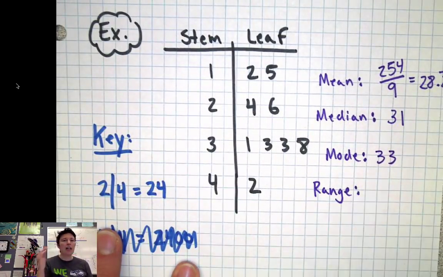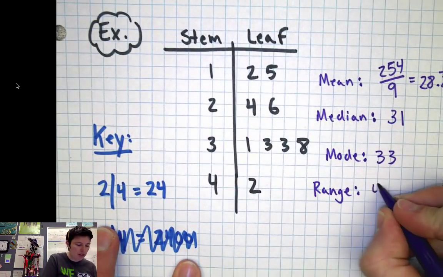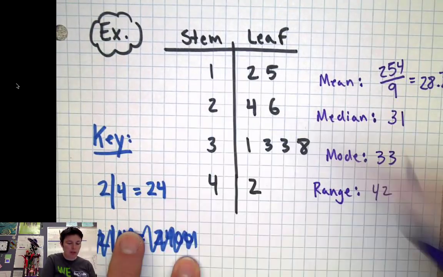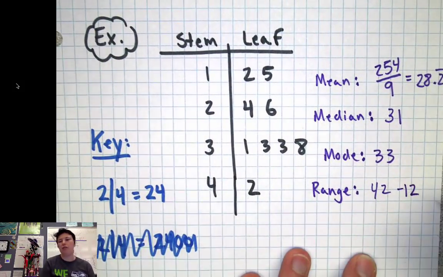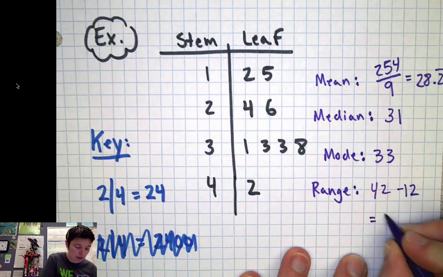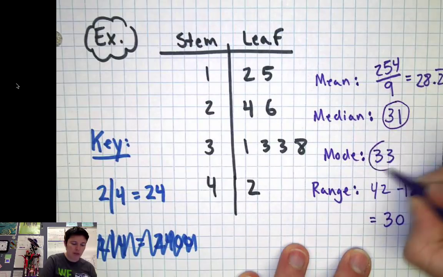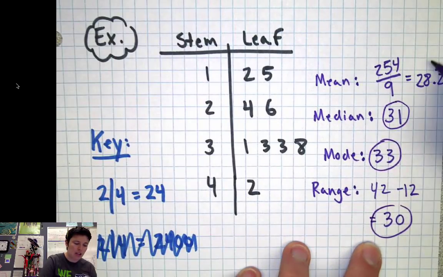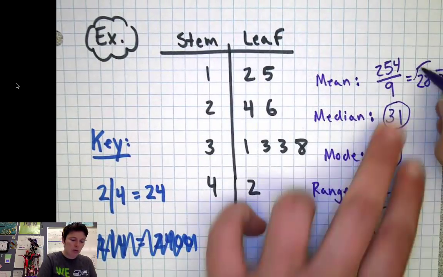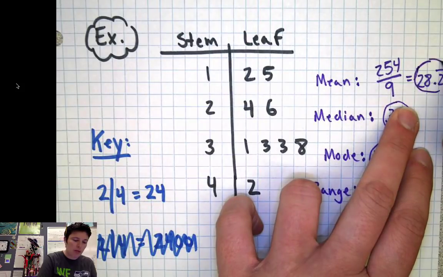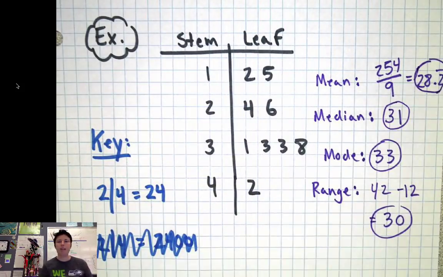And our range is high to low. So highest number was 42, lowest number was 12. If you take 42, take away 12, that's going to be a range of 30. So equals 30. So median 31, mode of 33, range of 30, and then our mean up here was 28.2 repeated. And there's all of our values.